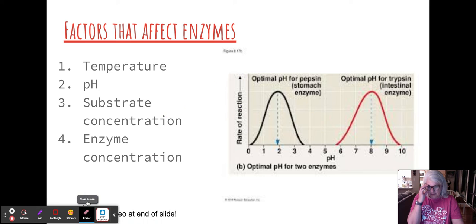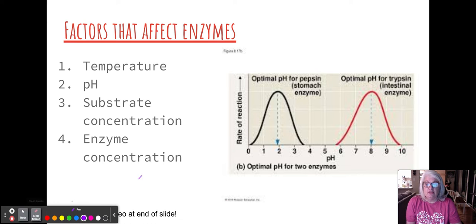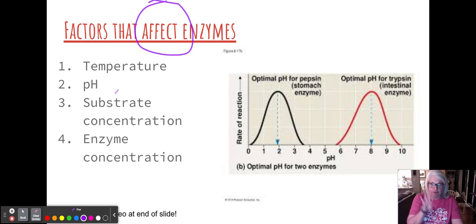All right, so optimal environments for enzymes. There are a few. So we look at things that can affect enzymes, and we know that they can because we can actually calculate the rate of enzyme activity. So I only want you to know 4. There's a few more than this, but the temperature is one.